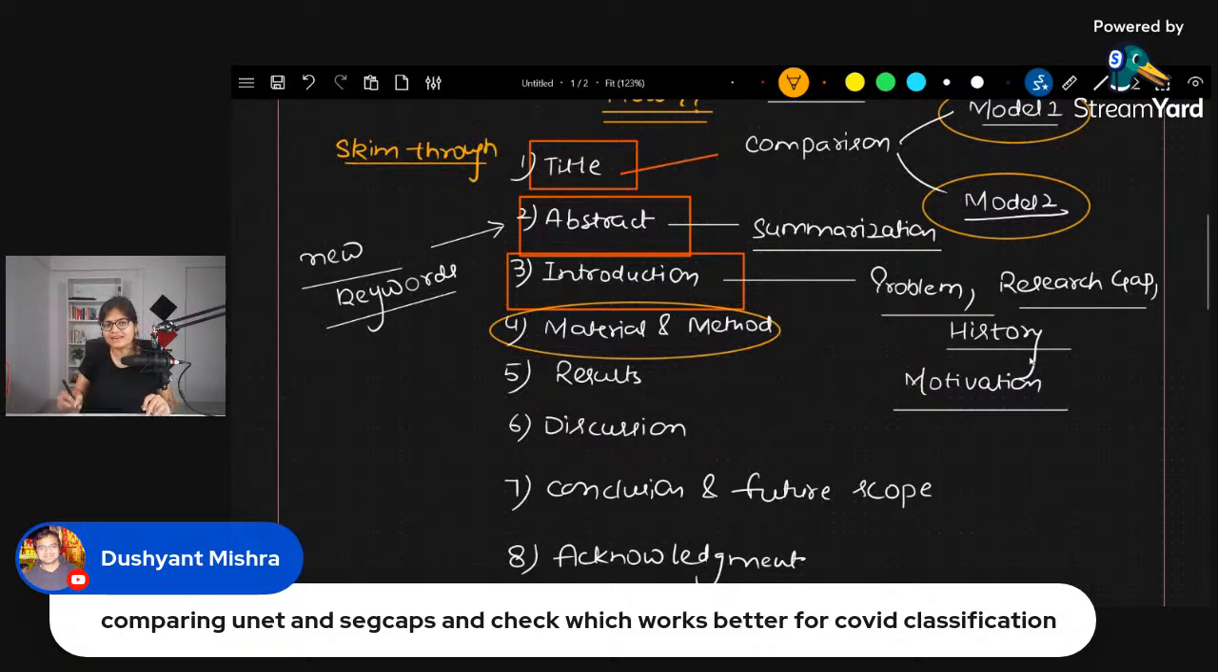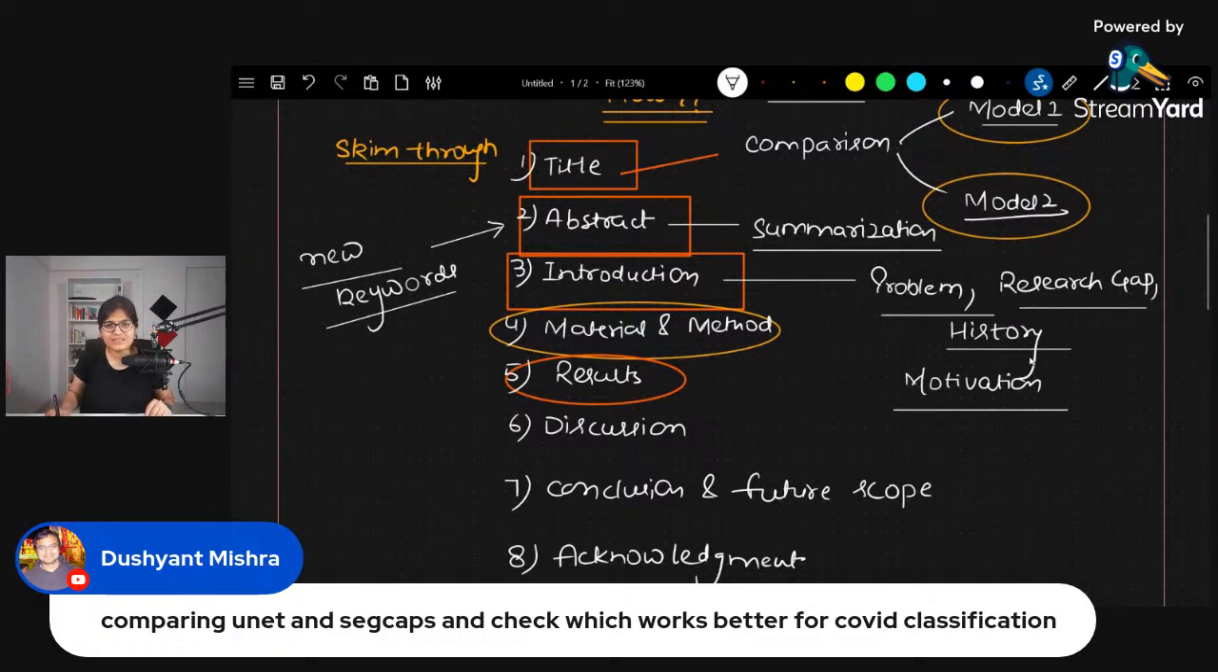Means you just have to look at the whole paper once, and we will look at materials and methods later if we want to know some mathematical aspects. If you want to know something in a very deeper sense with respect to any algorithm, we will see it very later. But as of now, what you will have to do is go towards the results.